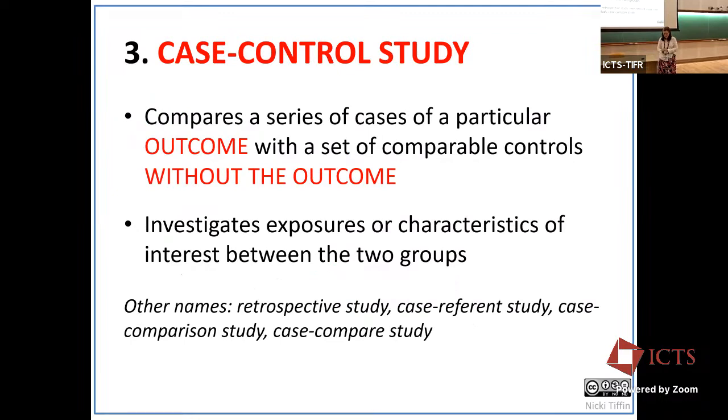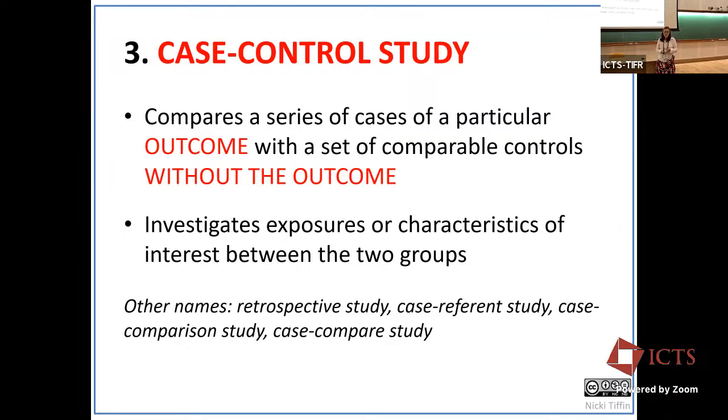A case control study compares a series of cases with a particular outcome with a series of comparable controls without the outcome. So there's a strong effort to make your control group as similar as possible to the case group in every aspect, except that they don't have the disease or outcome of interest, so that you can make a fair comparison between the two groups and try to understand some of the drivers of the disease. The case control study also investigates the exposures or characteristics of interest between these two groups.